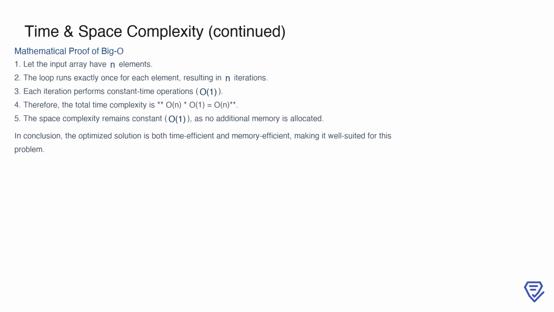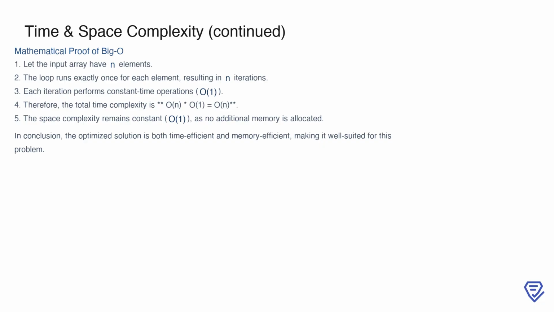Finally, let's solidify the analysis with a mathematical proof of the big O complexity. Suppose the input array has n elements. The loop runs once for each element, resulting in exactly n iterations. Within each iteration, the operations performed are all constant time, or O(1). Multiplying the O(n) iterations by these O(1) operations gives a total time complexity of O(n).